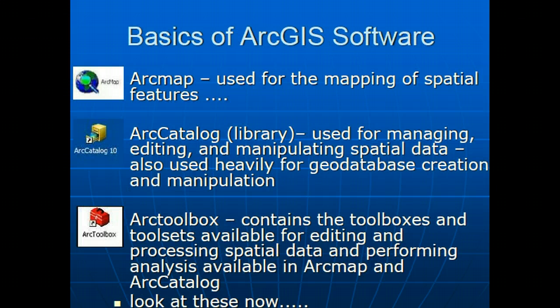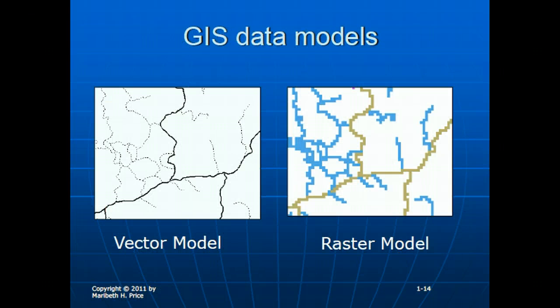In summary, the basics of the ArcGIS software include ArcMap, which is used for mapping all spatial features, ArcCatalog, which is your library, and is used for managing, editing, and manipulating spatial data, and then your ArcToolbox, which contains the toolboxes and tool sets for editing and processing spatial data.